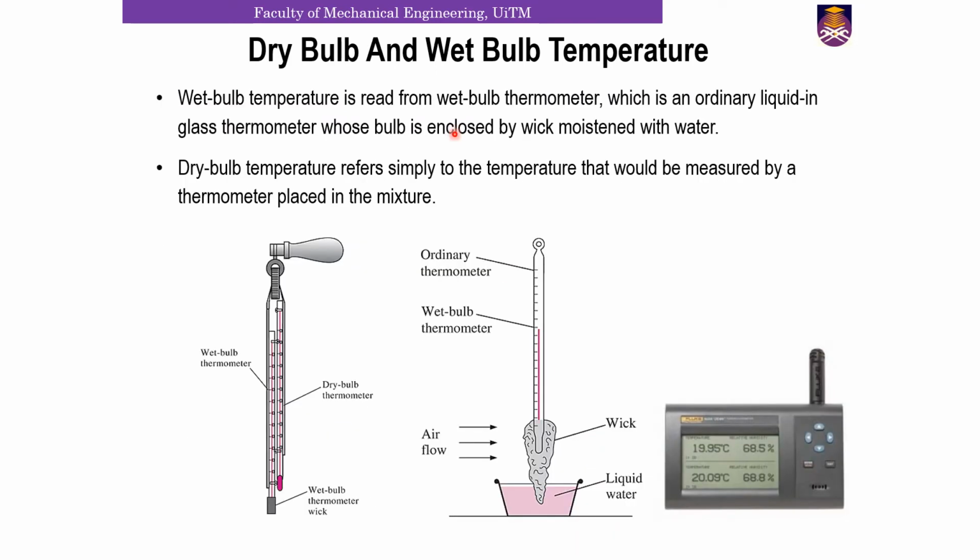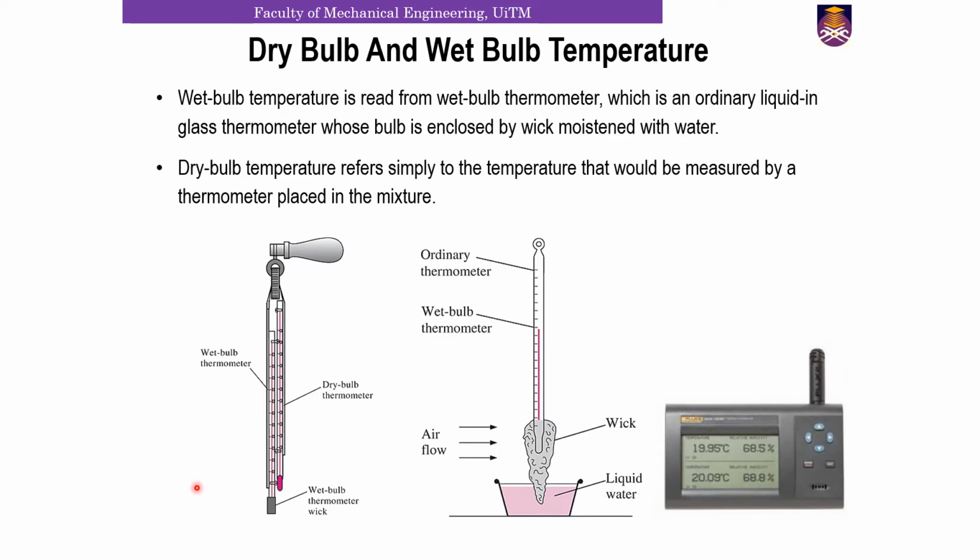Now we also have dry bulb and wet bulb temperature. If you look at the thermometers here, the wet bulb temperature is read from a wet bulb thermometer, which is an ordinary liquid in glass thermometer whose bulb is enclosed by a wick moistened with water. This set of thermometers is called a sling hygrometer. You have two thermometers. One thermometer, at the bulb here, is exposed to air. Another thermometer here is covered with a wet wick. In other words, you can also use a wet cloth.